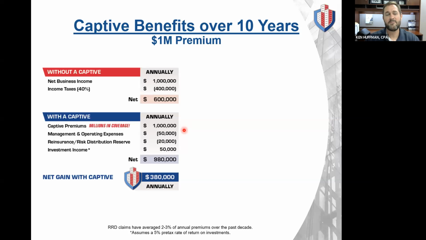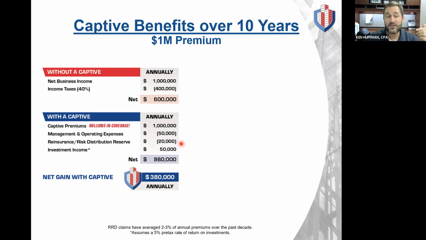You are going to have management and operating expenses. These have to be audited every year. You have to have an actuarial review every year. There are premium taxes and different costs to operate. Then you're also going to have some claims. It is an insurance company, so you will have some claims. You may file some yourself, or some may come through the reinsurance.